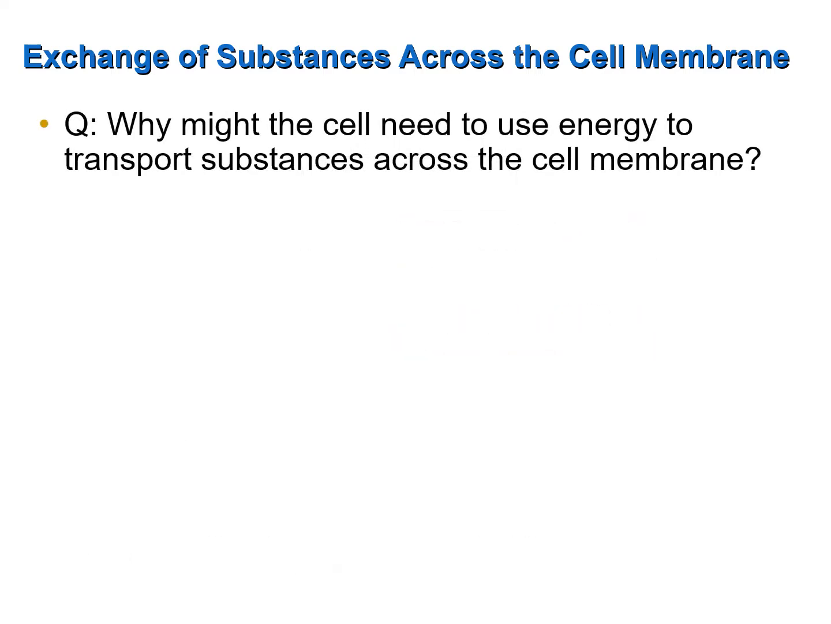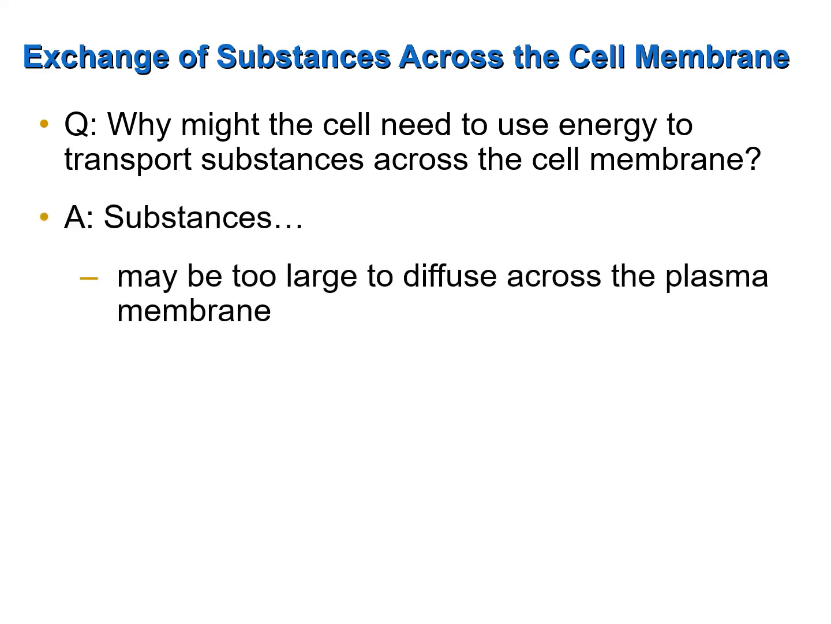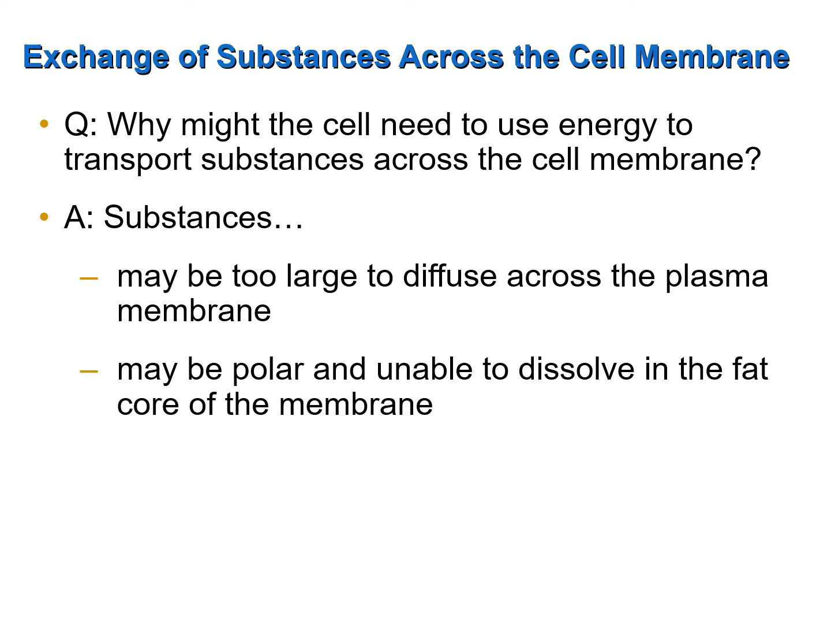So, why might a cell need to use energy to move substances across the cell membrane? The substances may be simply too large to diffuse across the plasma membrane. The substances may be charged and therefore unable to dissolve in the fat core of the membrane.